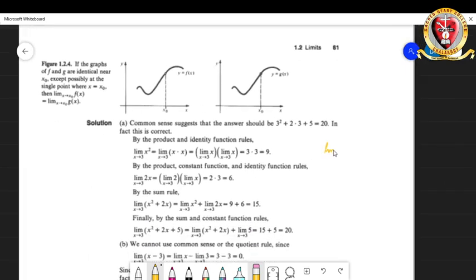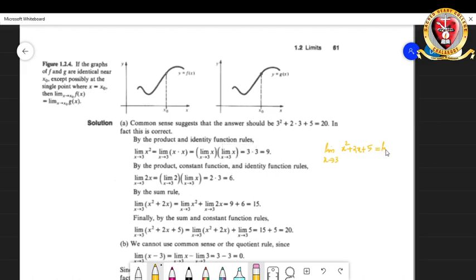Limit x tends to 3, x square plus 2x plus 5. This is a question. So from the basic properties of limits, by the sum rule, you can write it as limit x tends to 3, x square plus limit x tends to 3, 2x plus limit x tends to 3, 5. So this is the first question, so we can write it a little more simply.